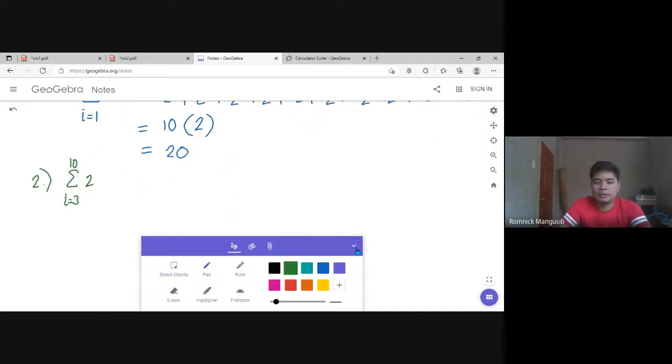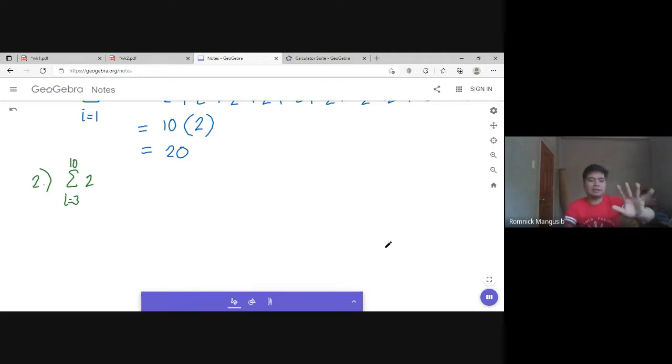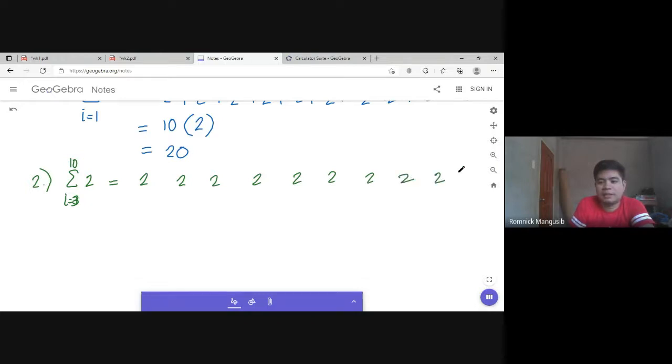Ang ibig sabihin ng 3 to 10, mag-start ka sa 3, so na-remove mo yung dalawa. Okay? When you started counting from 3, ibig sabihin na wala yung first 1 and 2. Sa madaling salita, ina-expect mo sana na 10 yan, di ba? 3, 4, 5, 6, 7, 8, 9, 10. Kaso, ang sabi, mag-start ka sa 3. So, ibig sabihin, start from 3. So, ito lang kukunin mo.